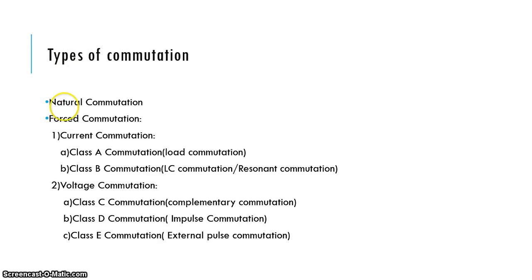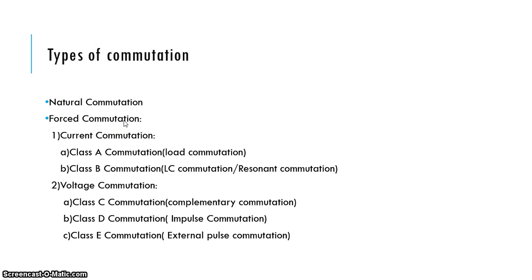And there are different types of commutation, namely natural commutation and forced commutation. Natural commutation takes place in AC circuits where the voltage naturally reaches zero value and the SCR can turn off. As far as DC circuits are concerned, once an SCR switches on, it cannot switch off on its own. So we have to switch it off by forcing it, and hence the name forced commutation.